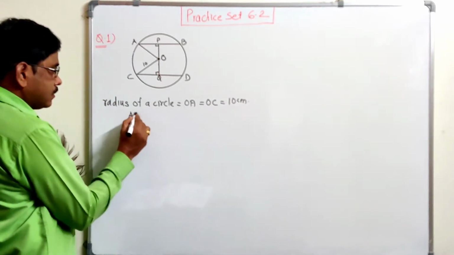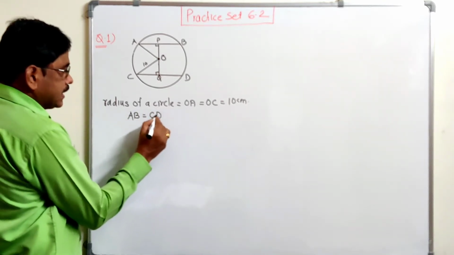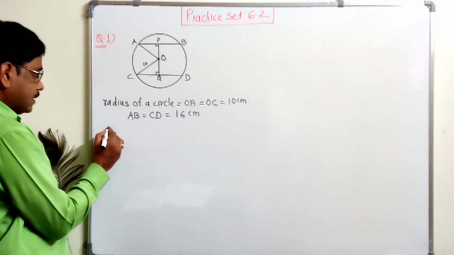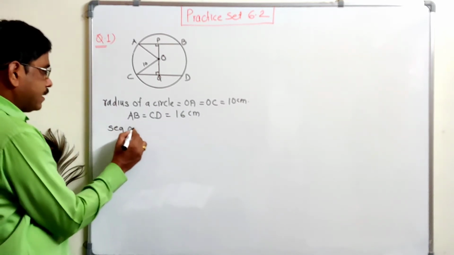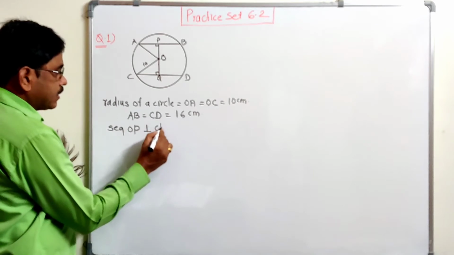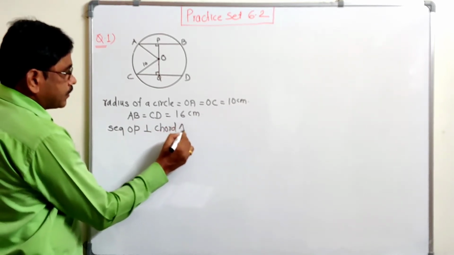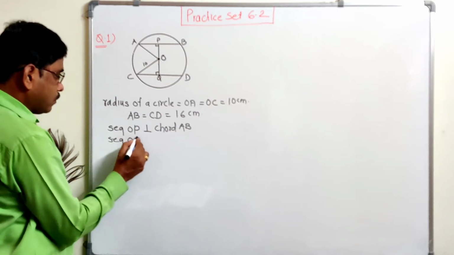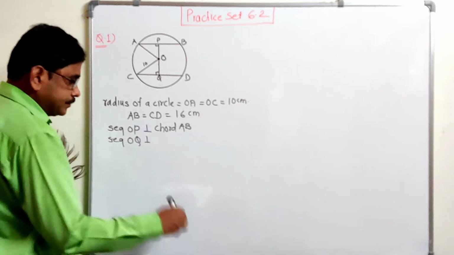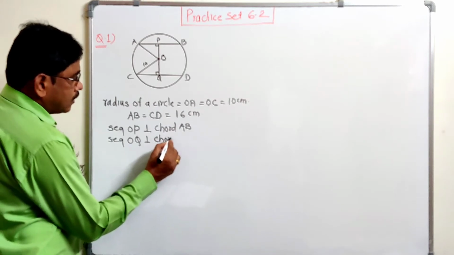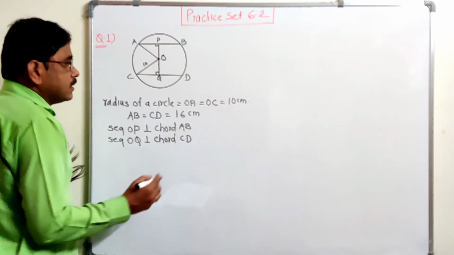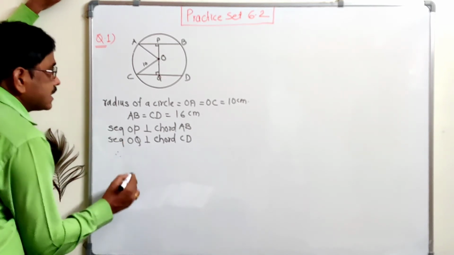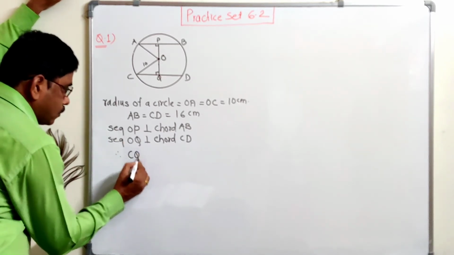AB is equal to CD is equal to 16 centimeter. Here segment OP perpendicular chord AB and segment OQ perpendicular chord CD. Therefore, by the property of chord, if we draw the perpendicular that bisects the chord, this CQ is equal to half CD.